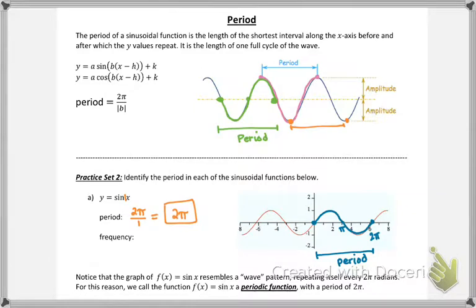So for this first one, frequency is just b. B is the number in front of the x in the sine function, so it is just 1, which tells me that I can draw one full cycle in a period of 2 pi units.